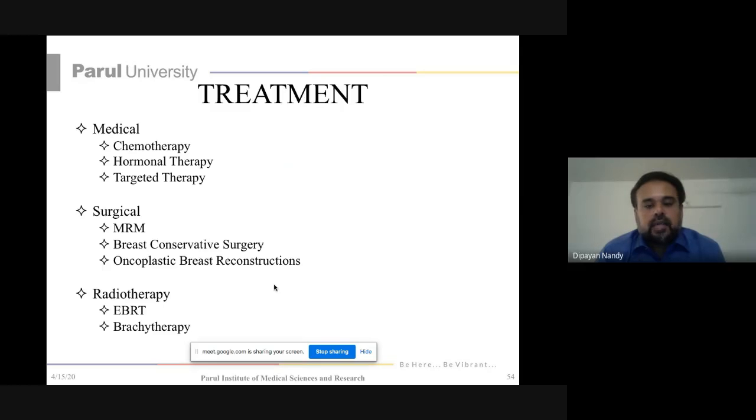Surgery again, MRM or the modified radical mastectomy, is the classical surgery that has been done since decades now.